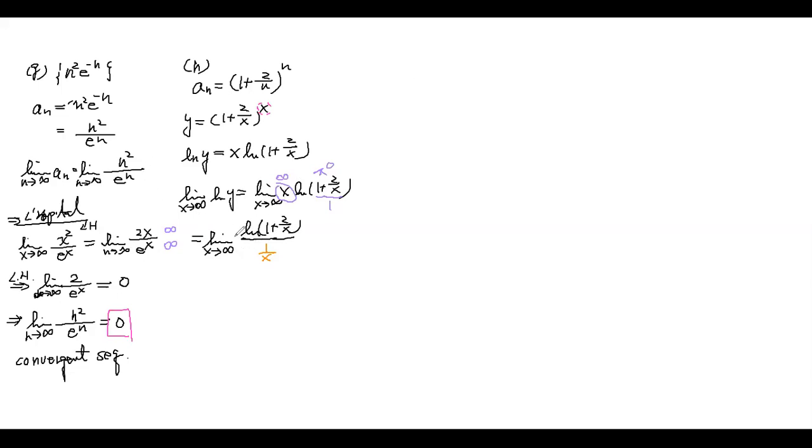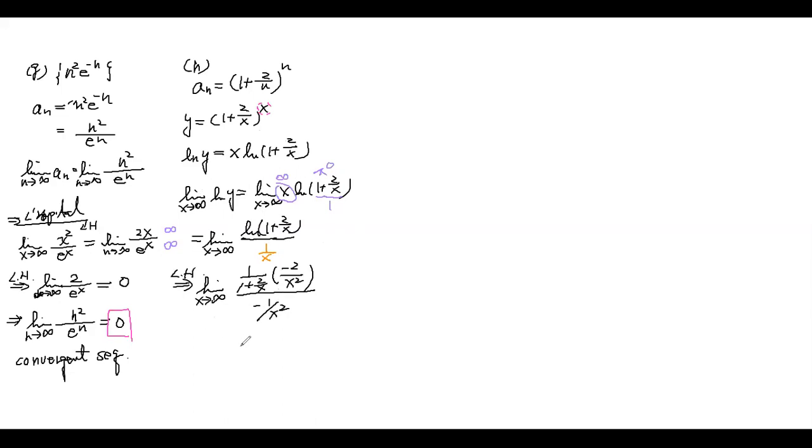Then you try to use L'Hopital's rule. Now I can use it, which means you take the derivative on the top and the derivative on the bottom. The derivative of the natural log will be 1 over 1 plus 2 over x. Then you need the chain rule inside, which gives you negative 2 over x squared. Then for the 1 over x, when you take the derivative, it is negative 1 over x squared.